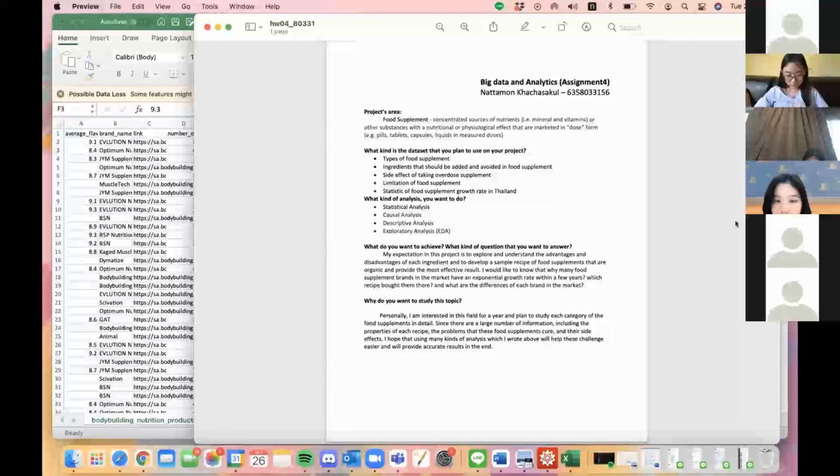What do you want to achieve? My expectation is to explore and understand the advantages and disadvantages of each ingredient and develop many food supplements. Okay, so translate your topic into a technical statement. What do you want to do? You want to predict? You want to classify? Sometimes you want to create a prediction model, and then the question is not about prediction. The question is about whether or not factor X is a good predictor.